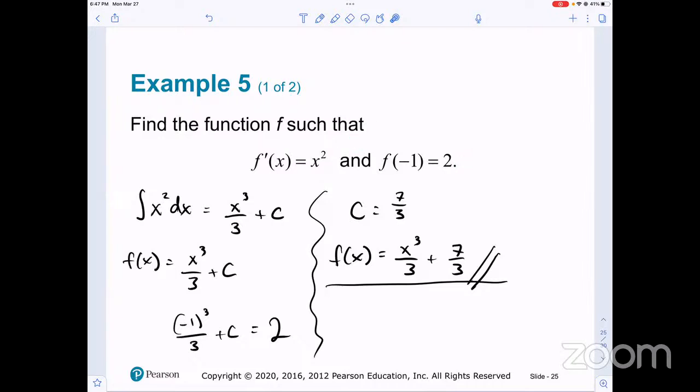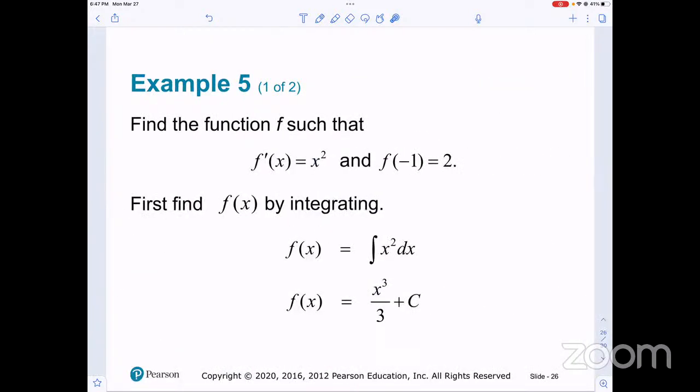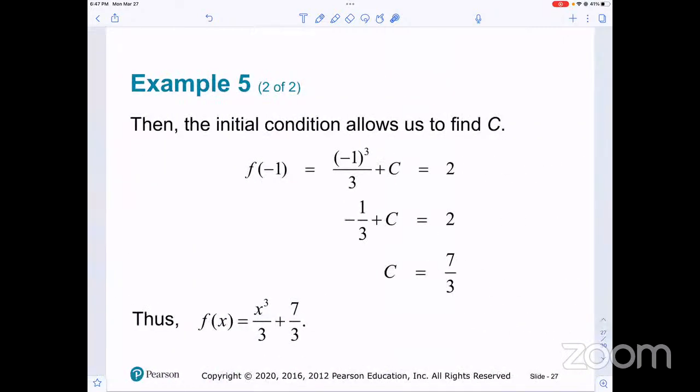Okay, let's keep going. Right, so first we integrated x squared. We got x cubed over 3 plus c. Then we plugged in those conditions, and they got the same thing that we got using the same technique.